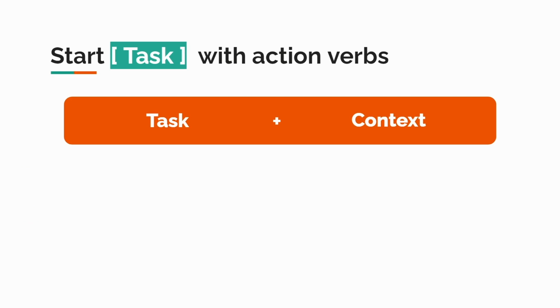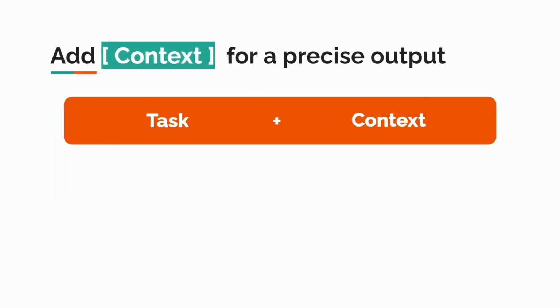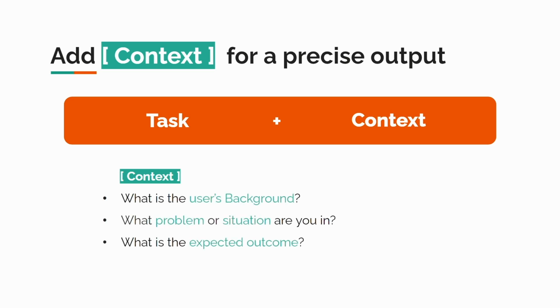Start by assigning a task to ChatGPT with action verbs like suggest, brainstorm, or change. It is important to clearly mention the desired end goal, such as suggesting a course outline, writing an email, or changing the language. The second one is context. It is necessary to provide just enough information for ChatGPT to generate a precise output. When adding context, you can consider factors like the user's background, problem or situation, and expected outcome.